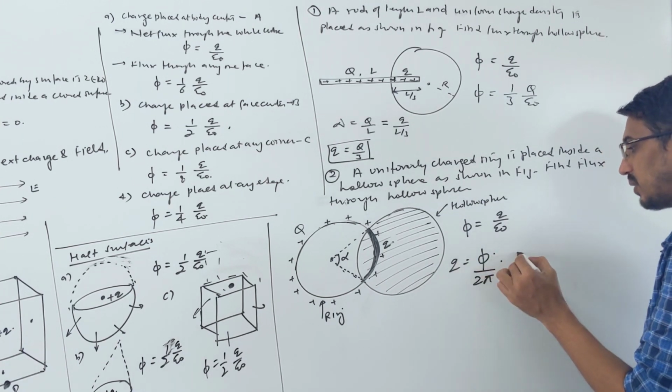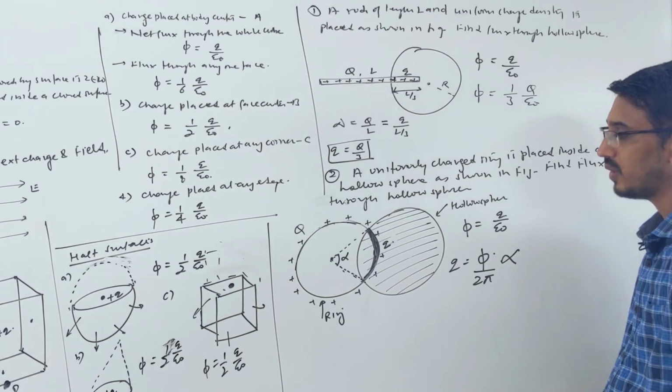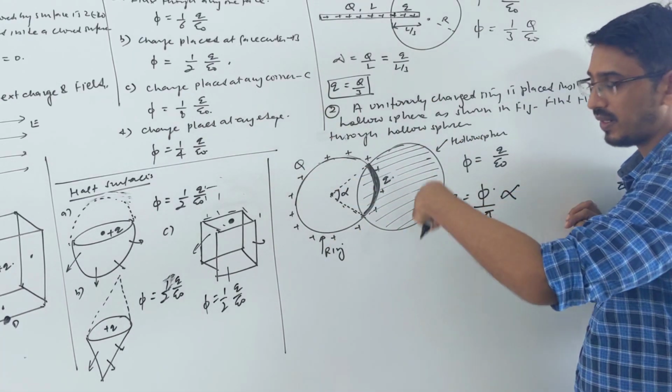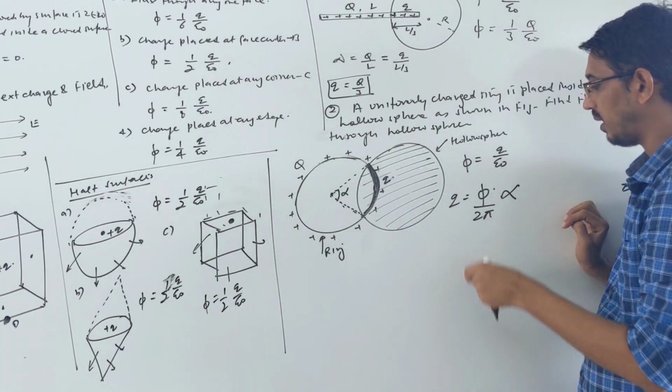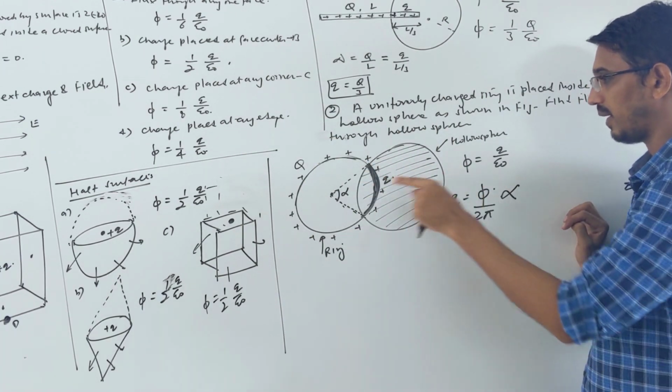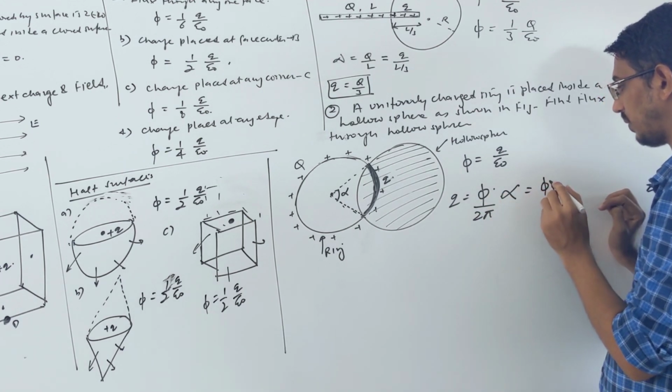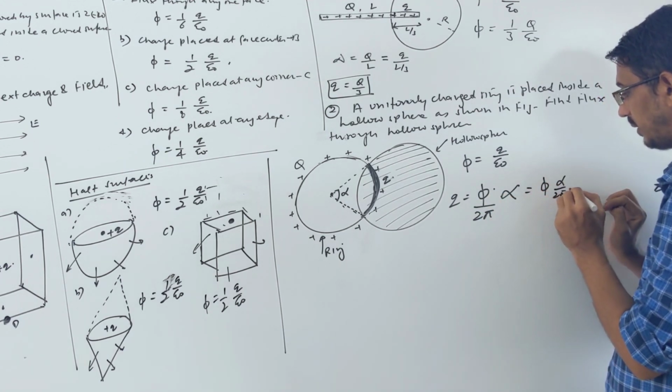And we want the charge on what? Alpha angle, right? Are you understanding this? Q is the charge spread over what angle? 2 pi, a complete ring. Then how much charge is spread on the angle alpha, in radians? Thus your answer is just Q times alpha upon 2 pi, that you can write.